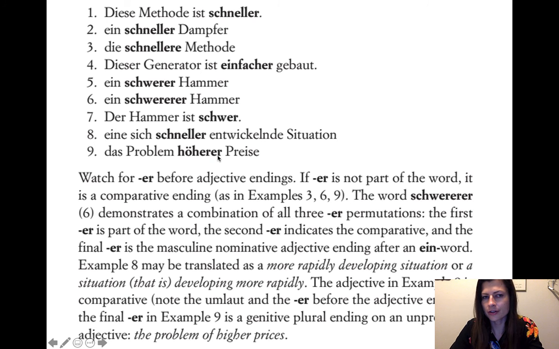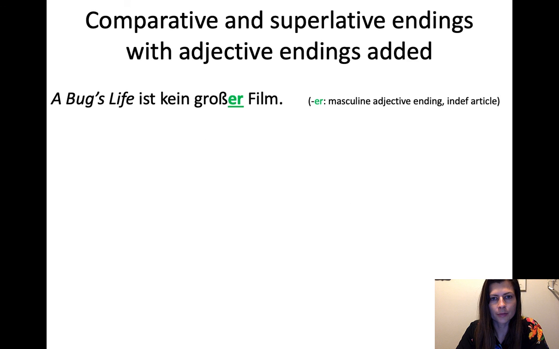So since there's no article, it's kind of hard to see that it's in the genitive, but it's really only that adjective ending that's telling you to put an "of" in the translation. So it gets pretty complicated, but hopefully with more examples it will become clearer.